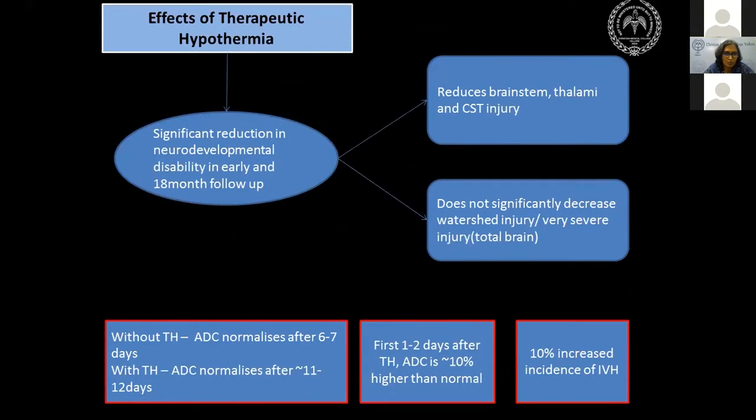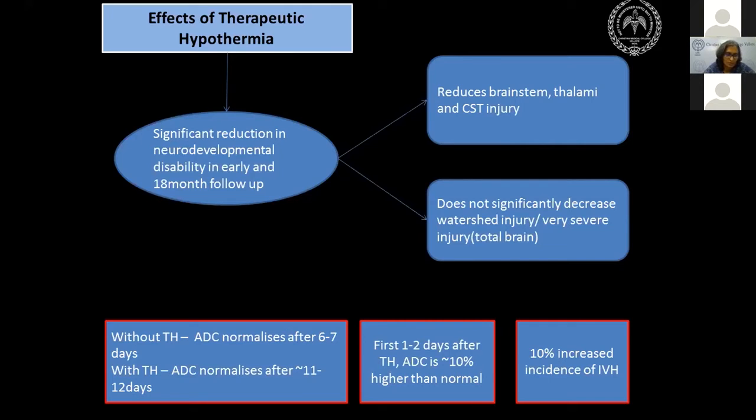As we know, therapeutic hypothermia causes a significant reduction in neurodevelopmental disability at early and 18-month follow-up. It reduces brainstem, thalamic, and corticospinal tract injury. However, it does not significantly decrease the extent of watershed injury, or when there is severe injury or total brain injury. So what are the effects of therapeutic hypothermia on an MR scan?